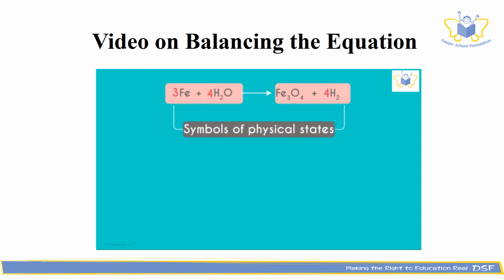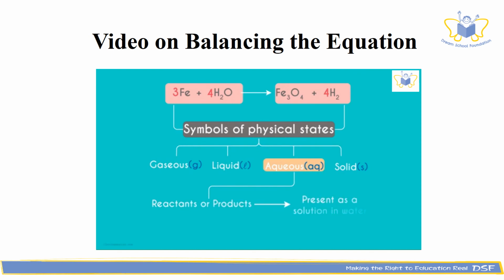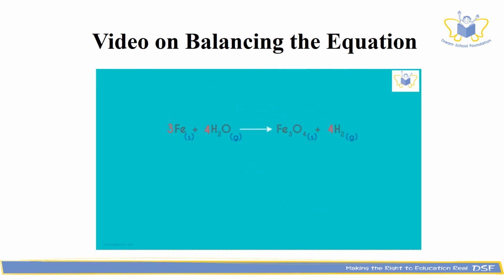What do I mean by this? There are 4 main states of the reactants and products: gaseous, liquid, aqueous, and solid. We know these 3, but what's aqueous? The word aqueous is written if the reactant or product is present as a solution in water. So the balanced equation we got can be written like this. This clearly gives us more information about the equation or reaction. These 2 compounds are in solid state, and notice that G is written next to water. It means that water was used in the form of steam in this reaction.